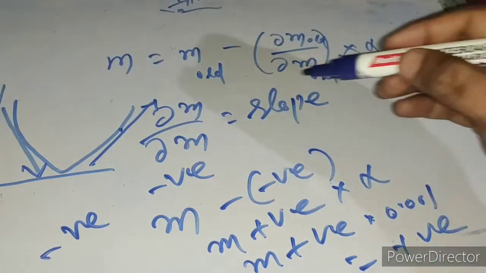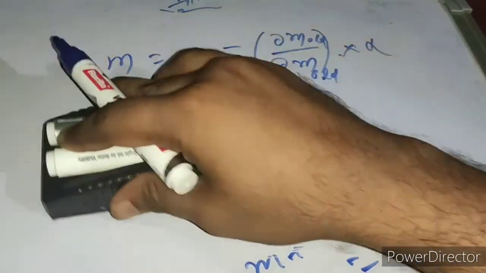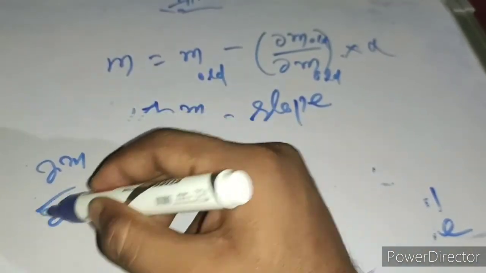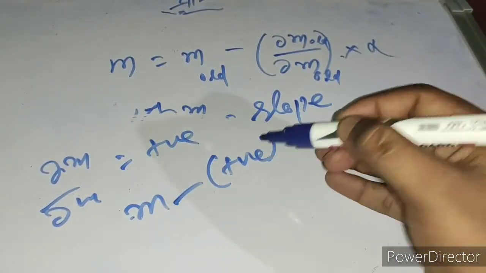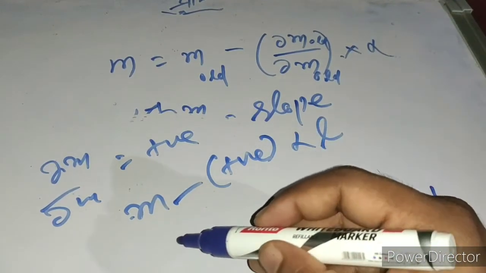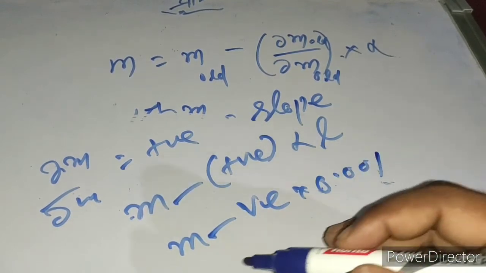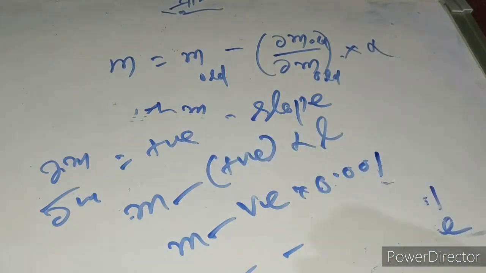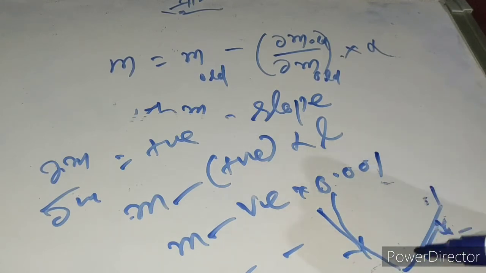If the slope is positive, then m minus positive into the learning rate 0.001, so it will be a negative value. So when the slope is negative it will come down, and when the slope is positive it will go up. So ultimately we can find our global minima.